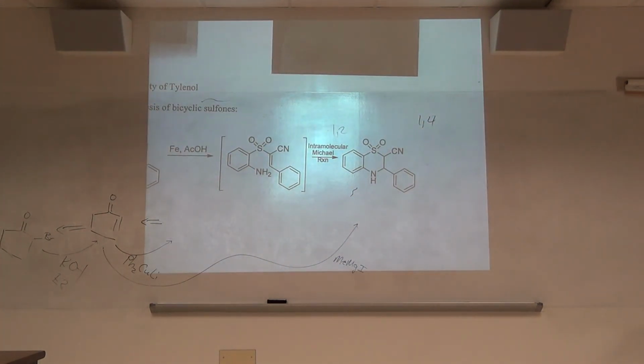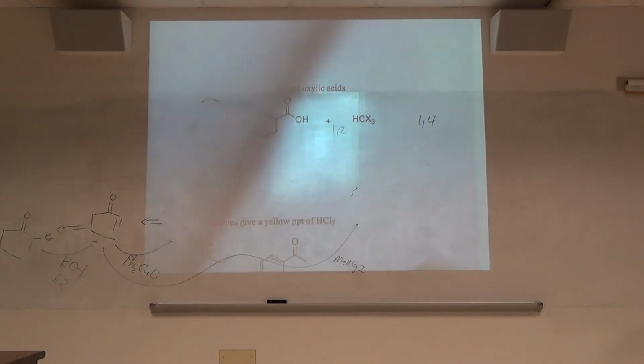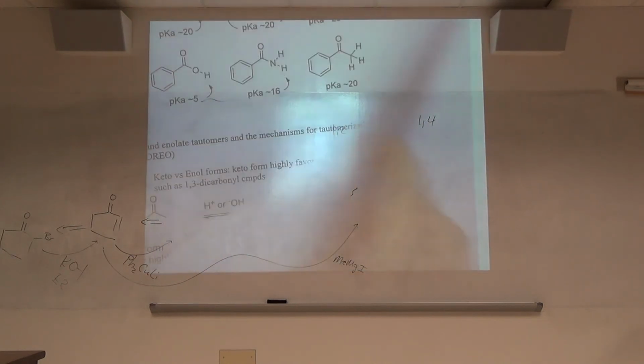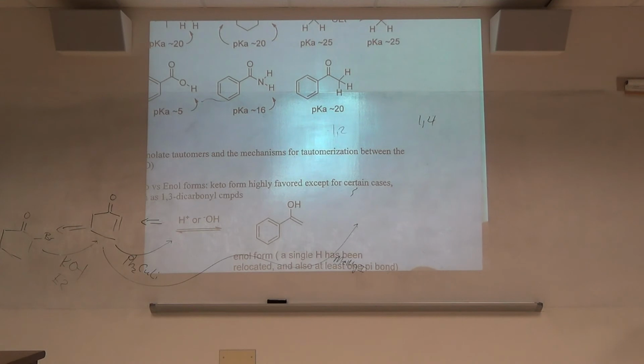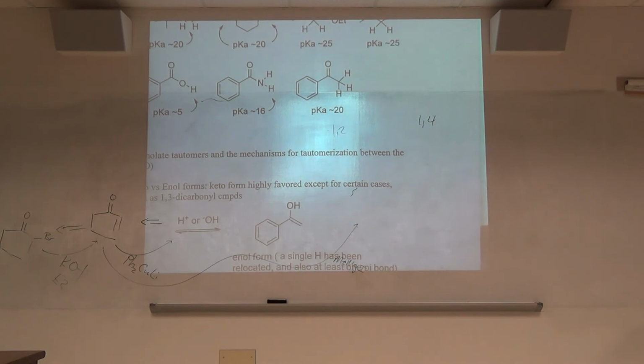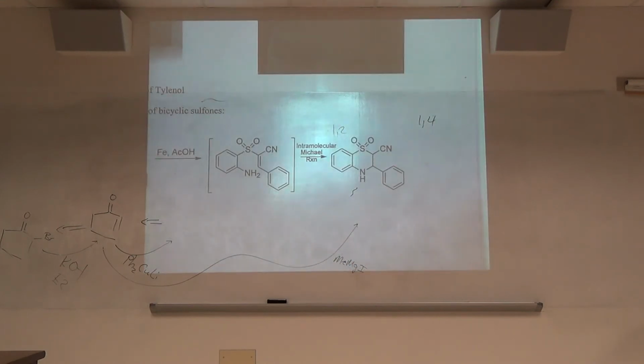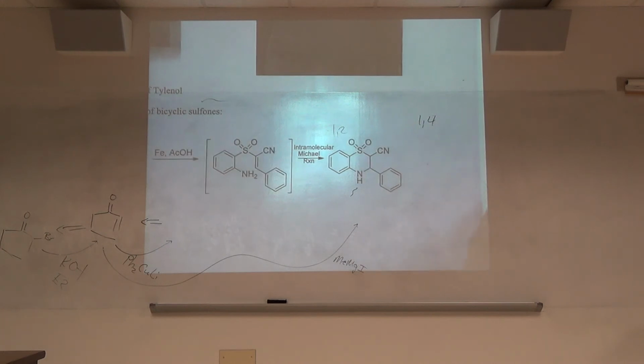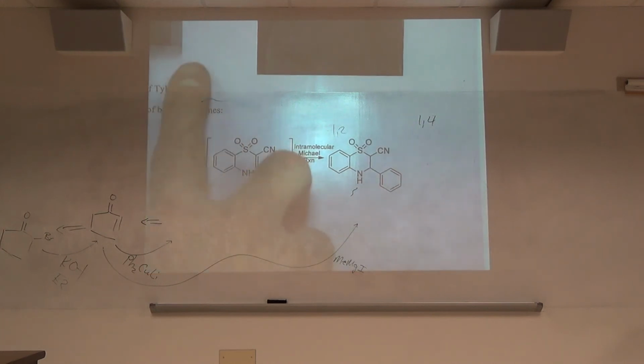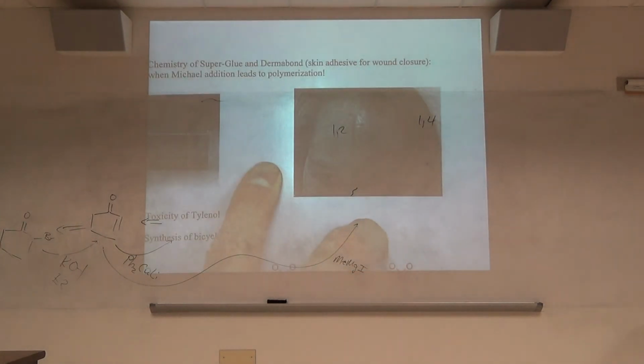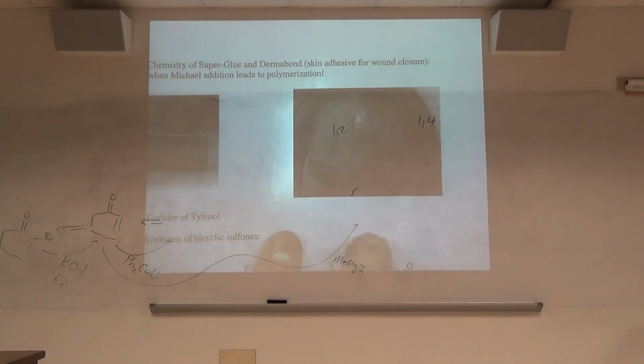Okay, there are some miscellaneous things that you can look over. It's basically nothing new. It's just some applications of what we did. We're about out of time. You can use it to think more about conjugate additions. Super glue. You see this here. What is that, Dermabond or something? Dermabond.